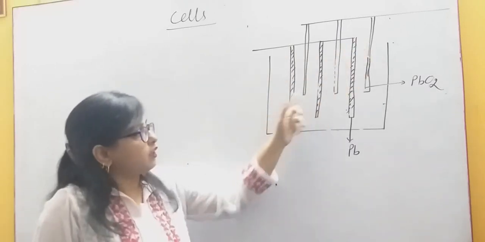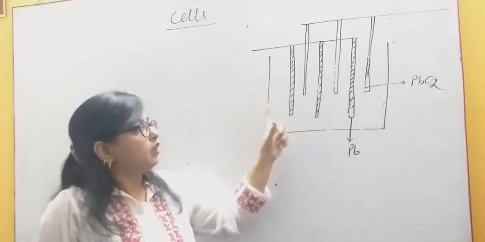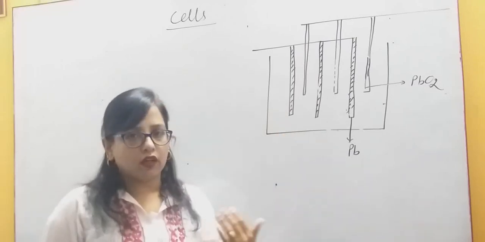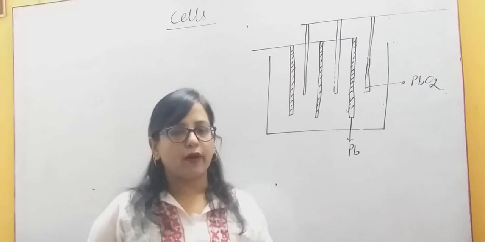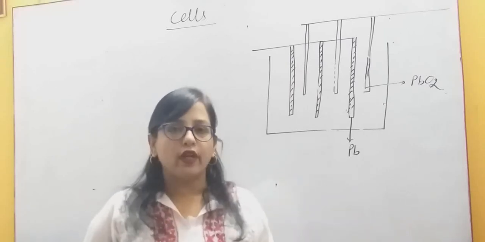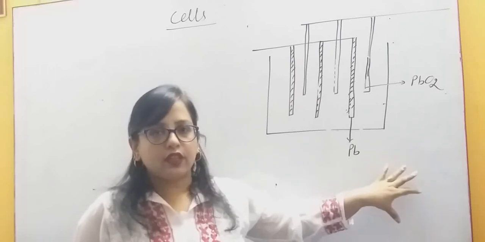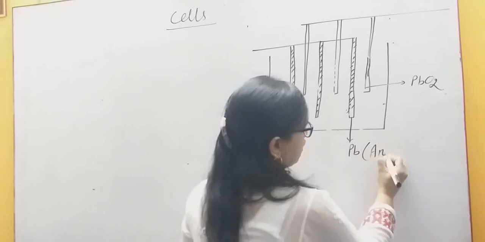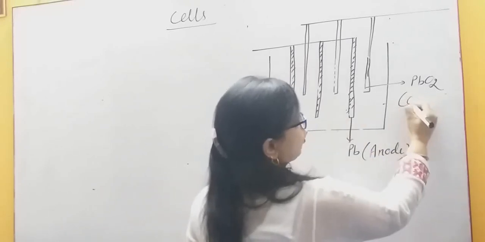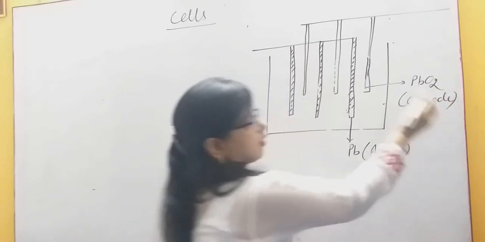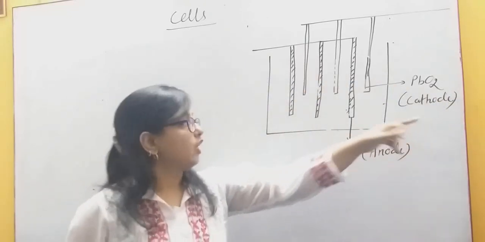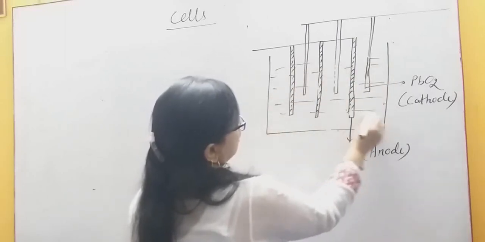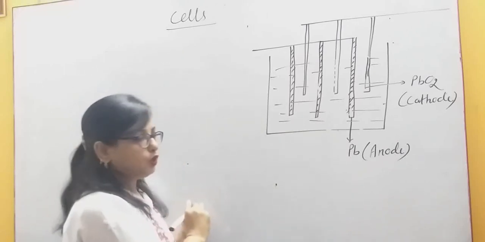Now this is one cell and this is the whole battery. This cell has a potential of 2 volt. So you can make a battery of 6 volt or 12 volt. If you are making 12 volt, you can use 6 cells or 6 grids. So anode is made of lead and cathode is made of PbO2. It is also known as litharge, and this whole apparatus is present in an H2SO4 solution.